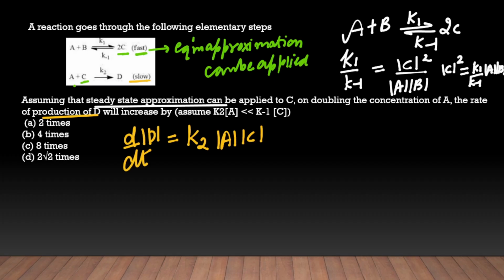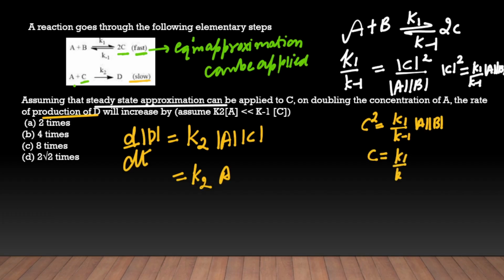So substitute this value in the rate expression, which is of the formation of D. This will be equal to K2 times A's concentration into C's concentration. Now C squared we have got as K1 upon K inverse into A into B. So C's value is going to be the half power of it: K1 upon K inverse raised to the power of half, A to the power of half, and B to the power of half only.